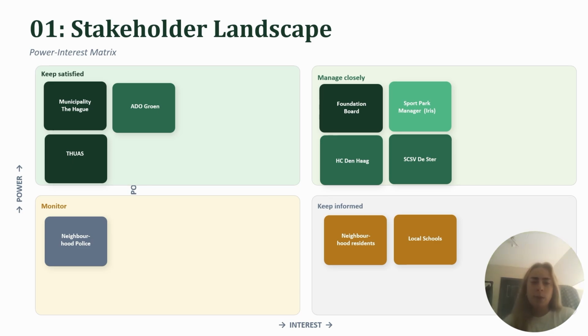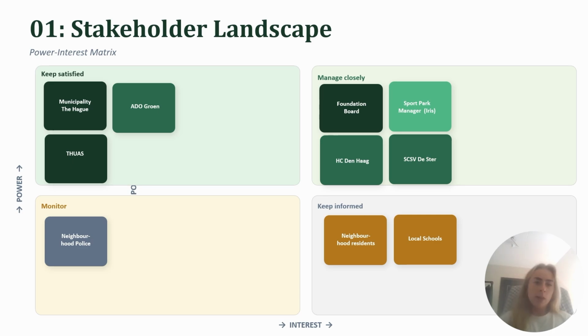In the manage closely square, we place the foundation and the sport park manager Iris, because the foundation governs everything and the manager makes sure that everything is well organized. And the manager, in this case Iris, grew up in the neighborhood, giving her an existing network that would take an outsider years to build. And also both Hockey Club Den Haag and De Ster sit here because they both make use of the facilities and therefore have high power and high interest.